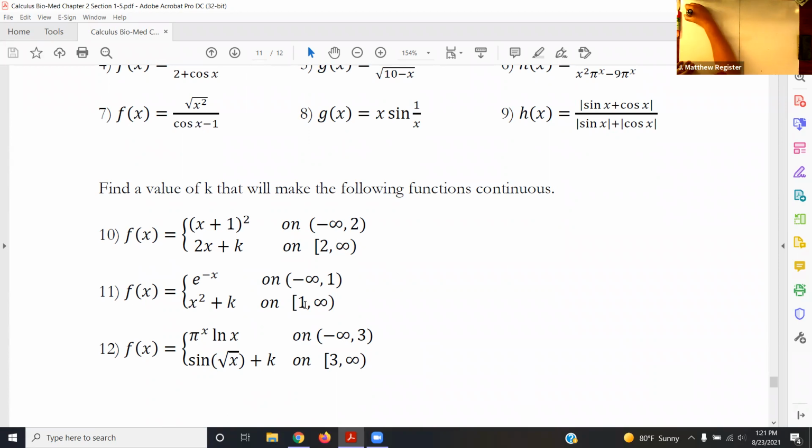And so let's suppose that we have f of x equal to x plus 1 squared and 2x plus k. So it'll be x plus 1 squared on negative infinity, comma 2, and 2x plus k on 2, comma infinity. And we want to know what value of k will make this function continuous.